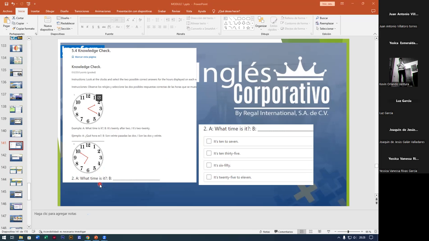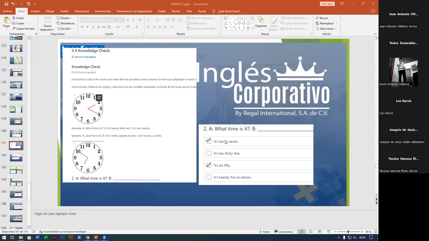7:15. 7:50, are you sure? No, porque si no estuviera como pasada las 7 acá. Ajá, está como 6:50. Ok, so we have 6:50, that is one option, right? One option. Other option is 10 to 7. That's good.